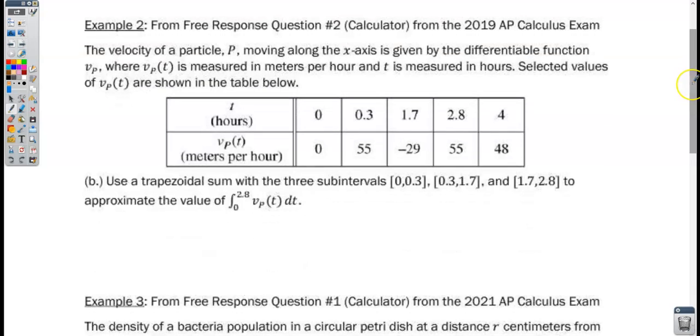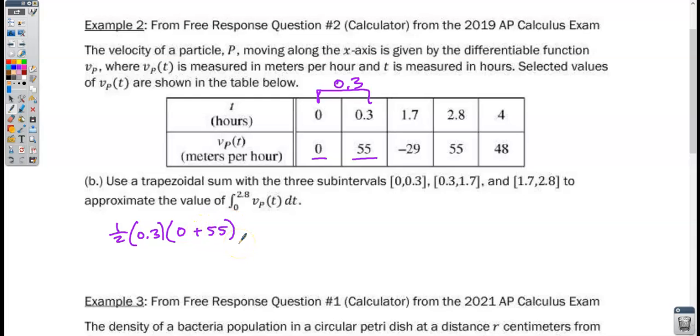This is part B of that question. Use the trapezoidal sum with the three subintervals 0 to 0.3, 0.3 to 1.7, and 1.7 to 2.8 to approximate the value of the integral from 0 to 2.8 of v sub P of t. Okay, so the first trapezoid, my width is 0.3 because that's the difference between the left endpoint and the right endpoint. So I'm going to have 1/2 times the height of my trapezoid times the sum of the bases, which for the first trapezoid is 0 and 55.